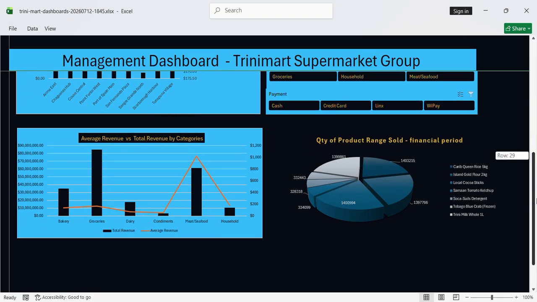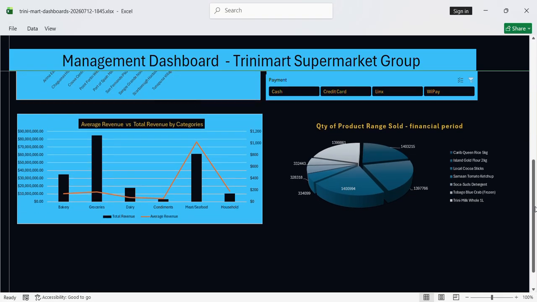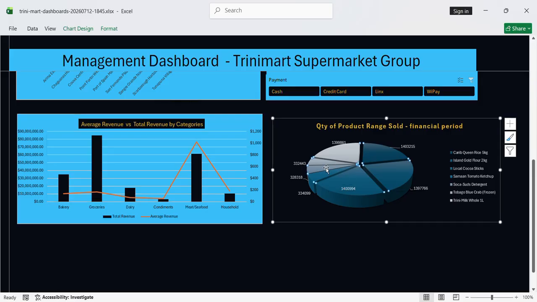We go further to the bottom, where we are comparing average revenue versus total revenue by categories. The pie chart breaks down the number sold for the various products.